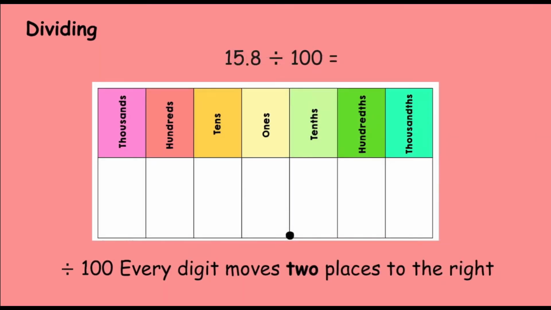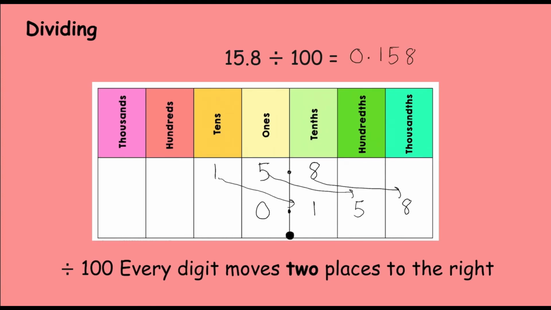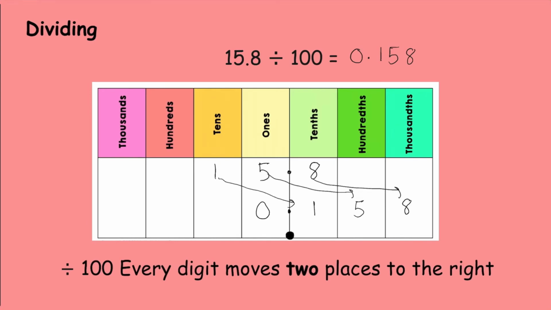An example starting with a decimal number. 15.8 divided by 100. Here, the 8 from the tenths goes to the thousandths. The 5 from the ones goes to the hundredths. The 1 from the tens goes to the tenths. We put a decimal point and put a 0 in front of the decimal point. Therefore, 15.8 divided by 100 is 0.158.